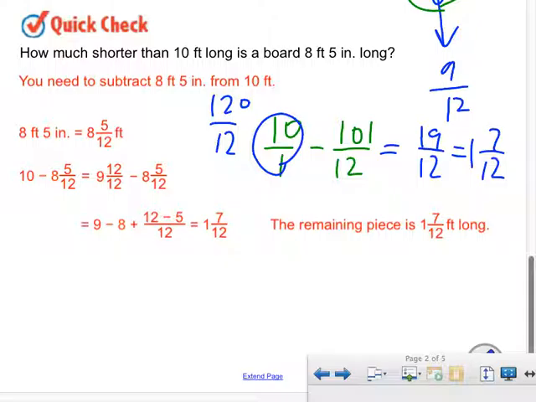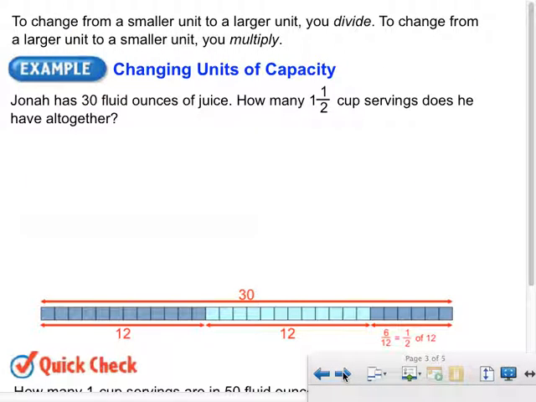So some of your math is off, but I need to move along because we have some other problems. We're going to have to get through this, or we're not going to finish any of these examples. So take a look at this. When changing from a smaller unit to a larger unit, you divide. To change from a larger unit to a smaller unit, you multiply. So Jonah has 30 fluid ounces of juice, and he wants to pour this juice into and fill as many 1.5 cup servings as he can. How many servings does he get?